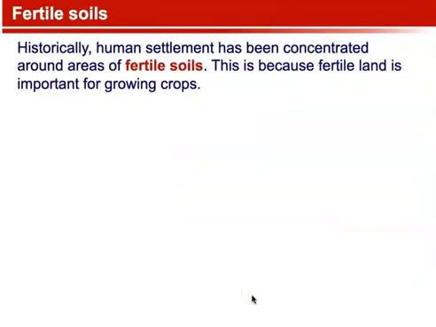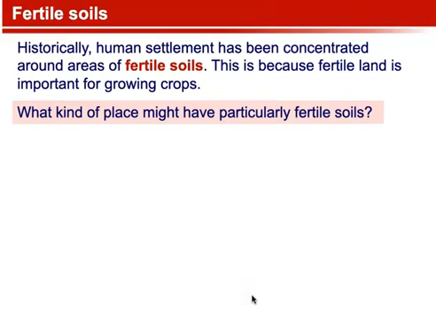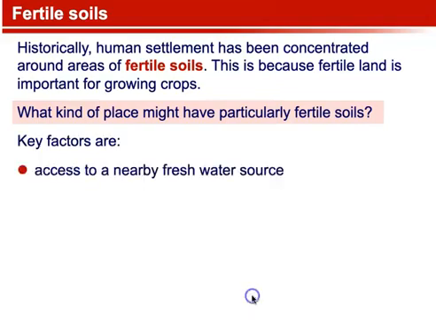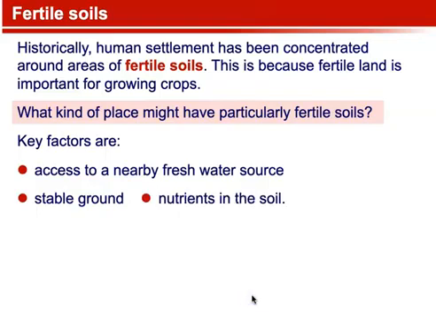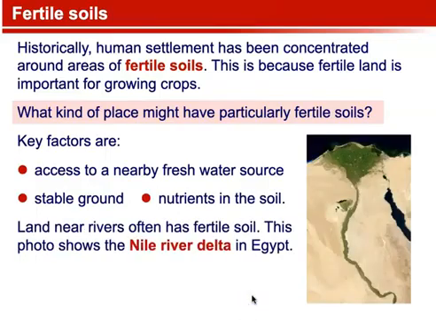Fertile soils. Historically, human settlement has been concentrated around areas of fertile soil. This is because fertile land is important for growing crops. What kind of place might have particularly fertile soils? Key factors are access to nearby fresh water sources, stable ground, nutrients in the soil.